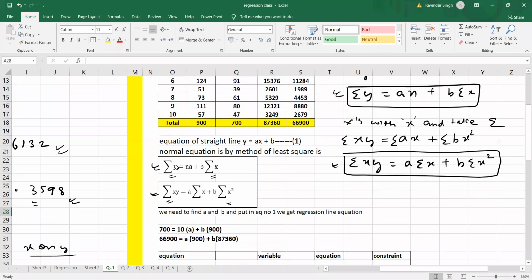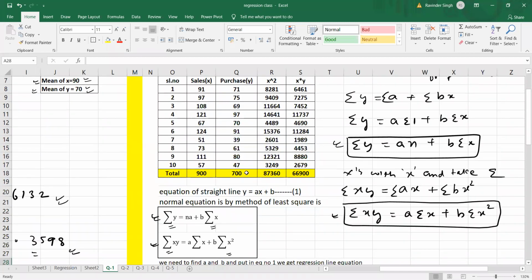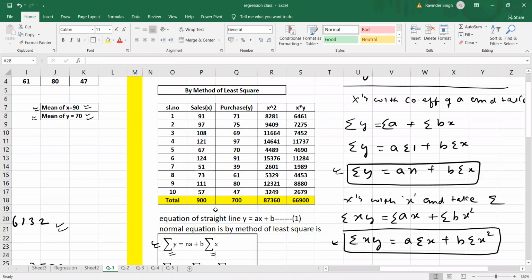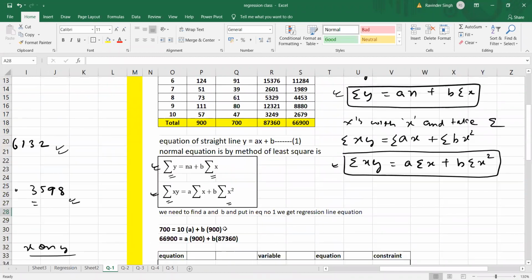What is summation of y? 700. So this will become 700 is equal to n value is 10, so 10 times a plus b into summation of x. Summation of x is how much? 900. So it is 900.